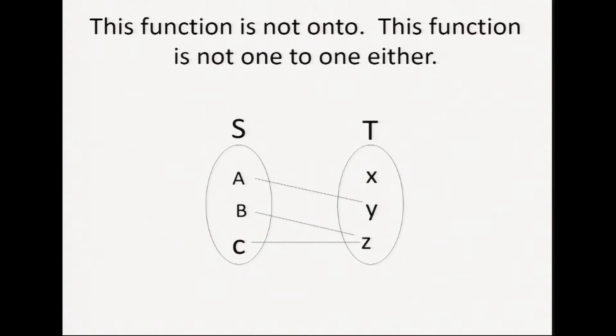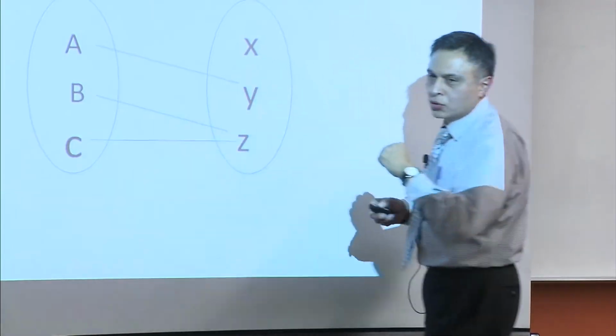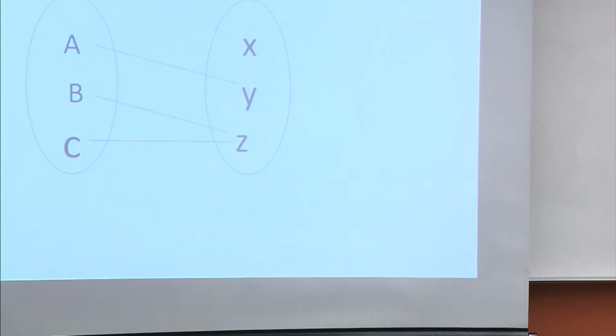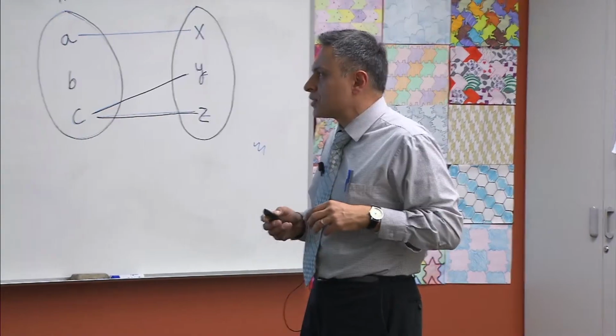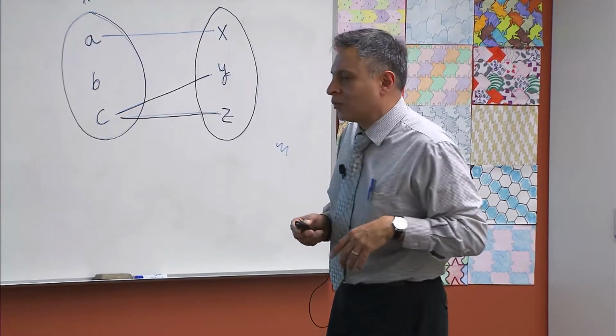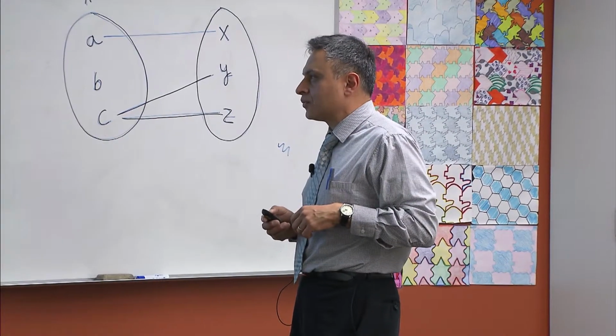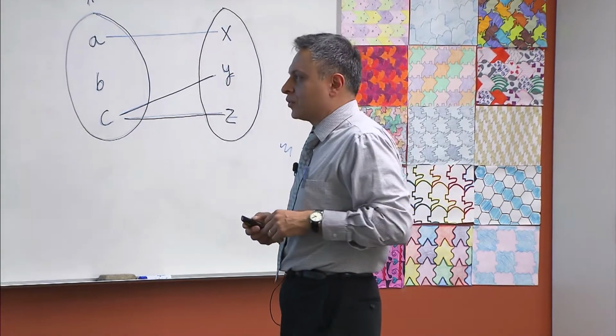I guess what's the difference between onto and one-to-one? If the set did not have the X, then it would be onto. Everybody's covered. And if C was going to X, then we would have a one-to-one. So one-to-one and onto means they're almost the same set. Well, from a cardinality point of view, they are the same.